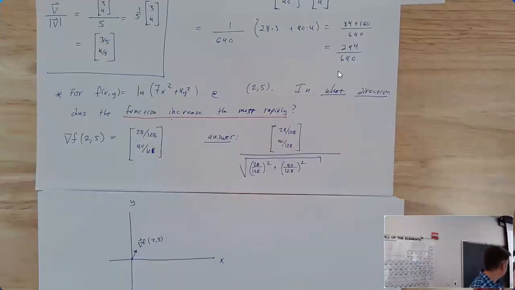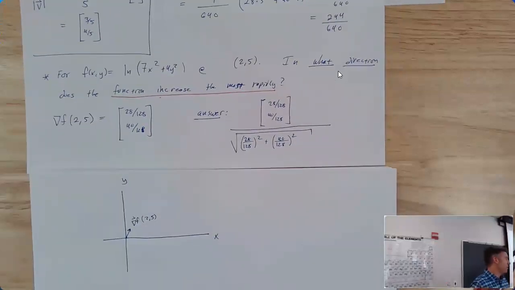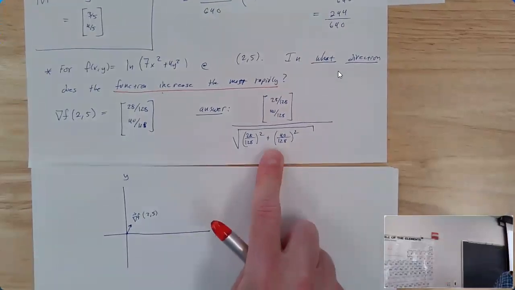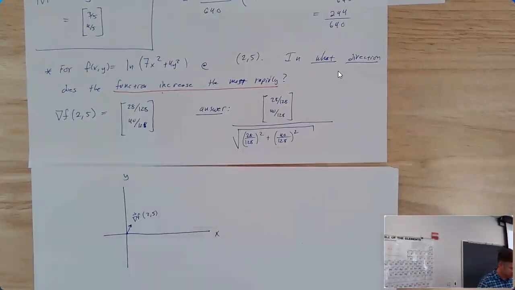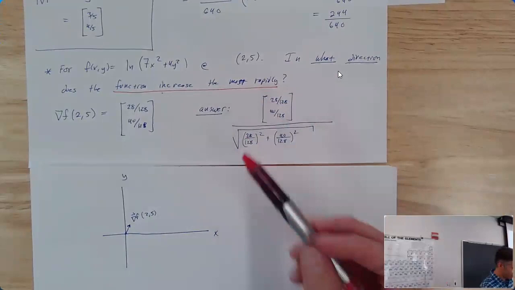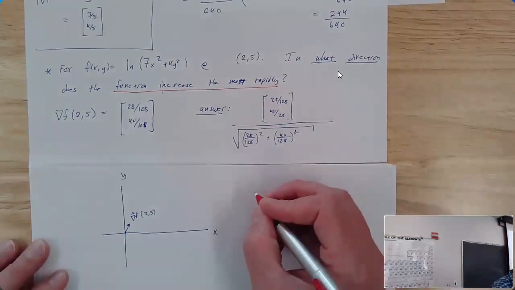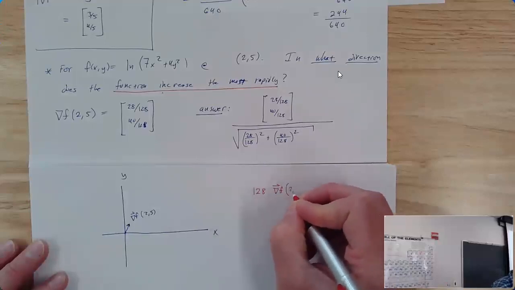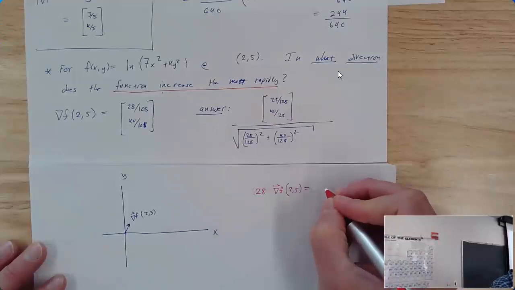But the point is, it's probably not a length 1 vector, almost for sure. So instead of normalizing that vector, where I have to do this stupid calculation here, what I should really do is make my vector nicer before I normalize it. I know I did this last time, but I just want to make sure everyone sees it. Take any multiple of this vector you want. So maybe I'm going to take 128 times the gradient, which is equal to just the vector (28, 40).